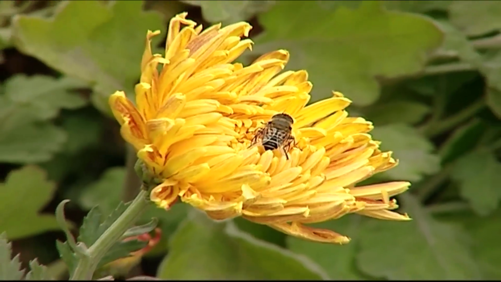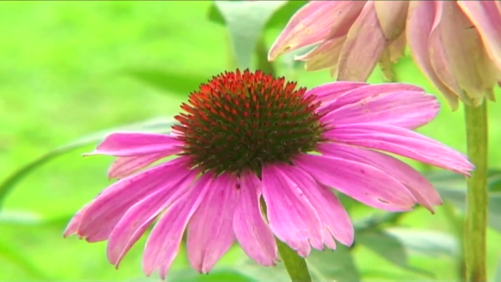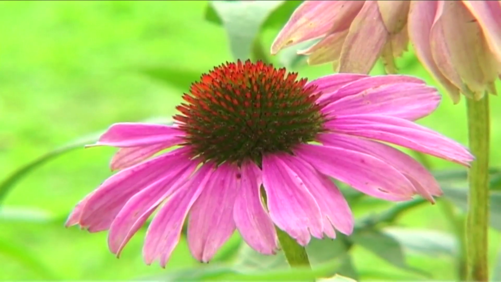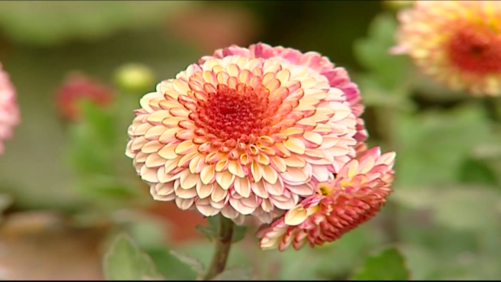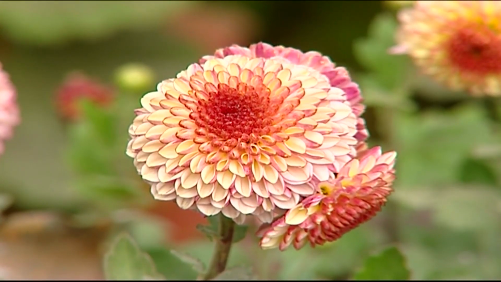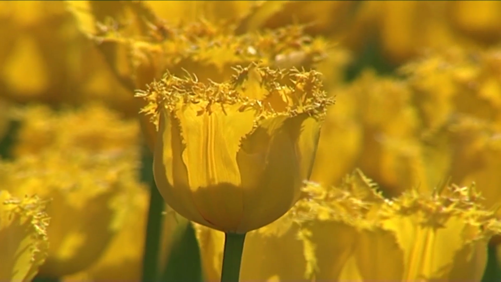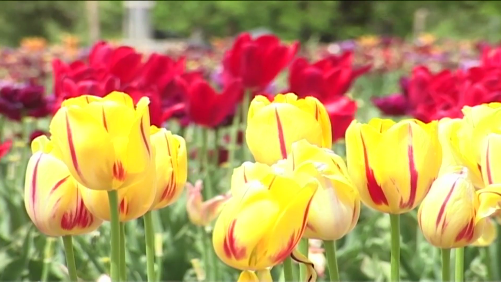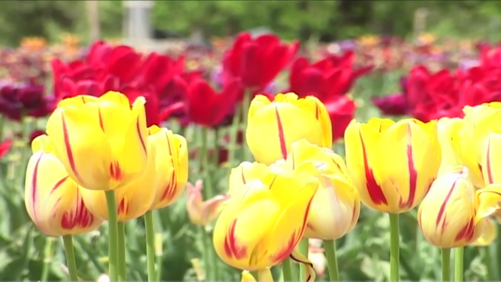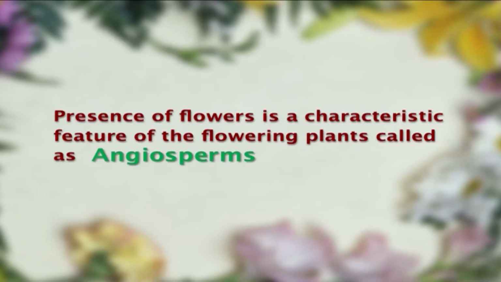Dear students, today we are going to discuss an interesting topic which is related to the flowers. As all of us know, flowers are the reproductive organs of a plant which develop from the floral buds. In fact, each flower is a highly condensed or modified shoot specialized to perform sexual reproduction. Plants produce different types of flowers which may vary in size, shape, color, number and arrangement. Presence of flowers is a characteristic feature of the flowering plants called angiosperms.